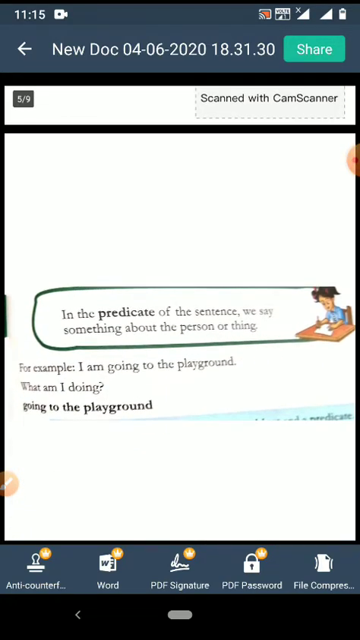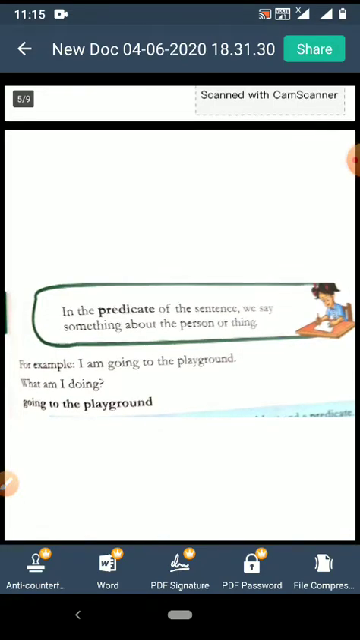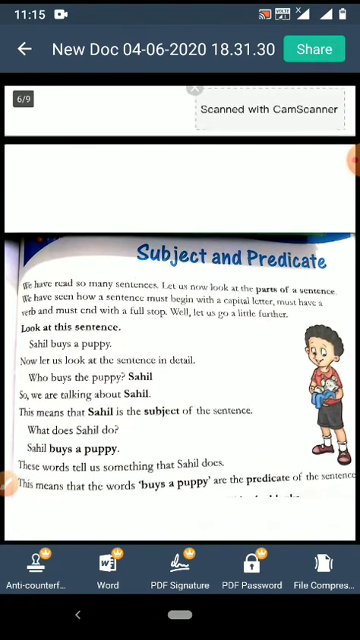In the predicate of the sentence, we say something about the person or thing, that is the action done by the subject. For example, look at the sentence, I am going to the playground. Now, what am I doing? I'm going to the playground. So, I is the subject, while going to the playground is the predicate.